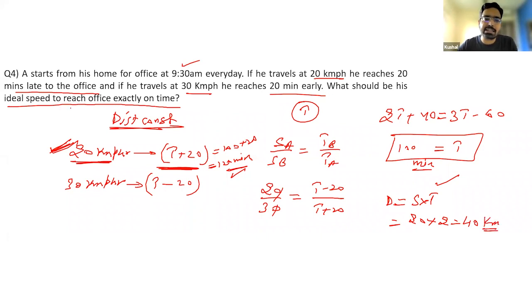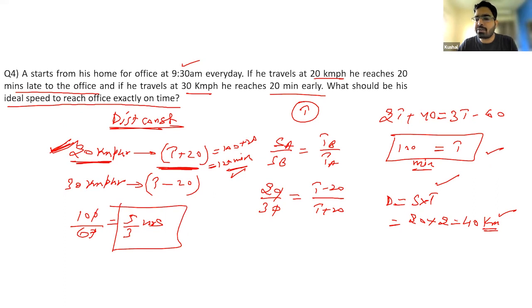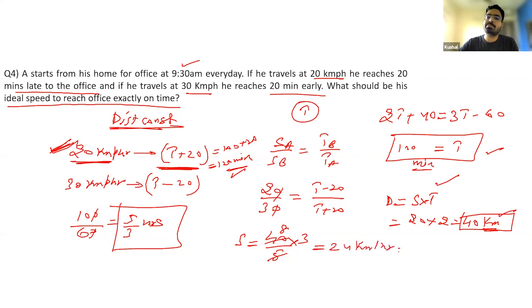So what should be the ideal speed to reach the office exactly on time? 40 kilometers is the distance. Time period is 100 minutes. If I convert this into hours, that should be 100 by 60, which is 5 by 3 hours of travel. And 40 kilometers is the distance. So what will be the speed? Distance upon time, 40 divided by 5 by 3. So 5 8s of 40, 24 kilometers per hour must be the ideal speed to reach the office on time, right?